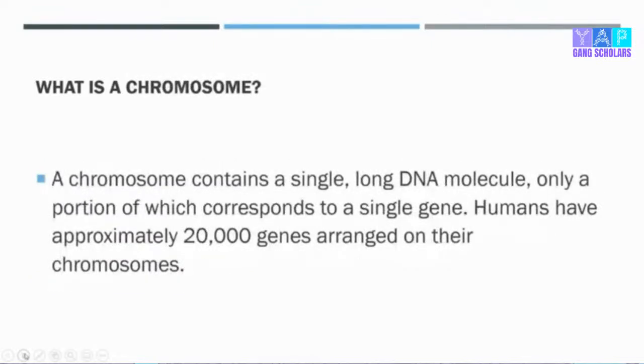What is a chromosome? A chromosome contains a single long DNA molecule, only a portion of which corresponds to a single gene. Humans have approximately 20,000 genes arranged on their chromosomes. And don't worry, even though this is a brief introduction to chromosomes, I will be doing a separate part 4 that deals with chromosomes.